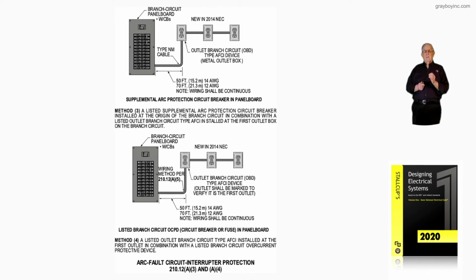210.12(A)(5). And notice the outlet branch circuit, again, the OBD type AFCI device. The outlet shall be marked to verify it is the first outlet. Now, notice this was new also, and the 2014 NEC is the one above. So figure 10-52B is illustrating AFCI protection when installed by 210.12(A)(3) and (A)(4). Now, notice these methods.